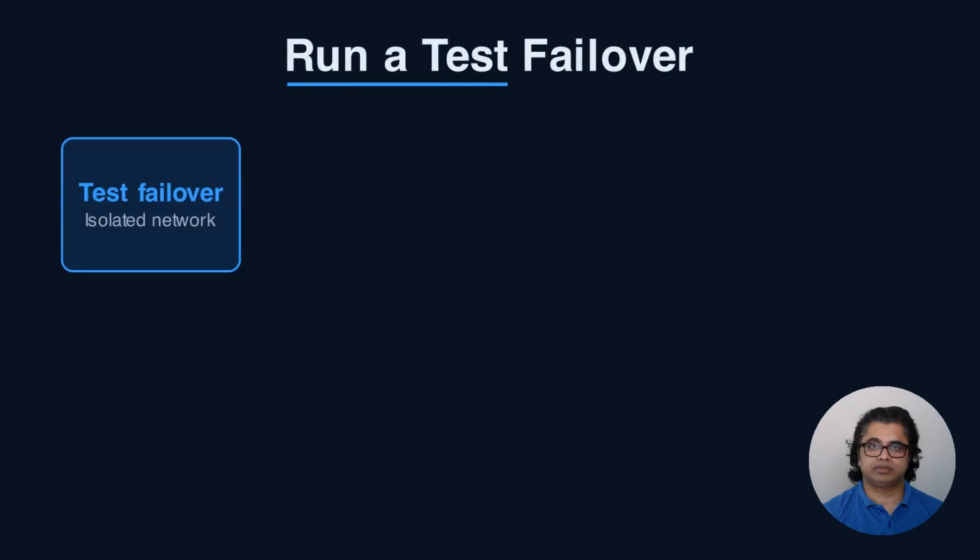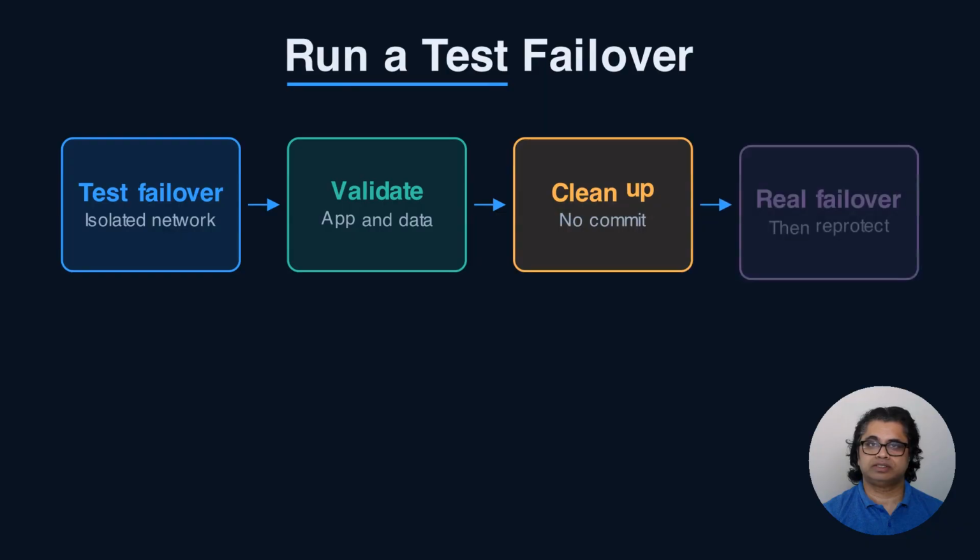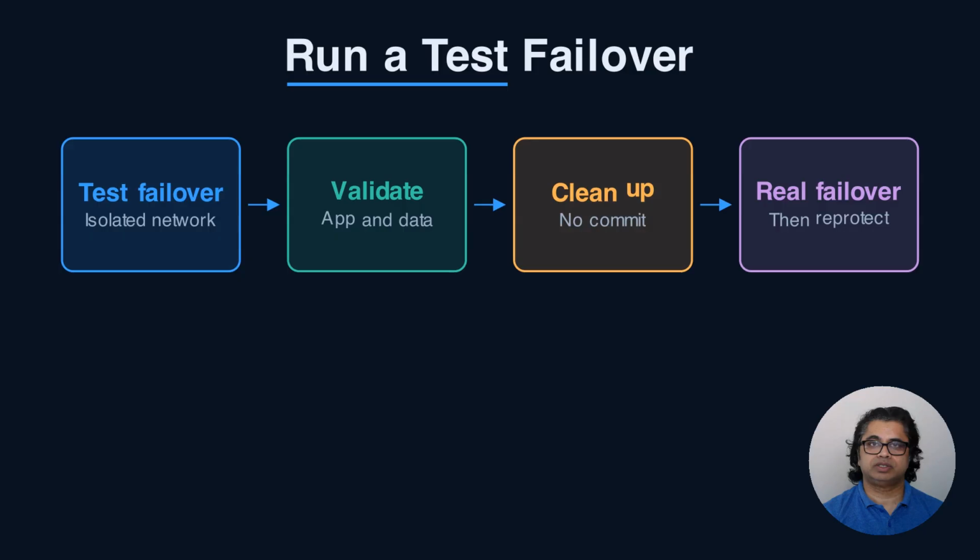Step 4, and the one most teams skip, test failover. This is the whole point of the build. A test failover spins up your replica in an isolated network in the target region without touching production and without committing the failover. You log in, confirm the app starts, the data is current, and connectivity works, then clean up. Do this on a schedule, quarterly at minimum, because a DR plan you've never tested is a hope, not a plan. When a real disaster hits, you trigger an unplanned failover, pick a recovery point, and your recovery plan runs the ordered steps. After the source region recovers, you reprotect and fail back. Never wire your test into the production network.